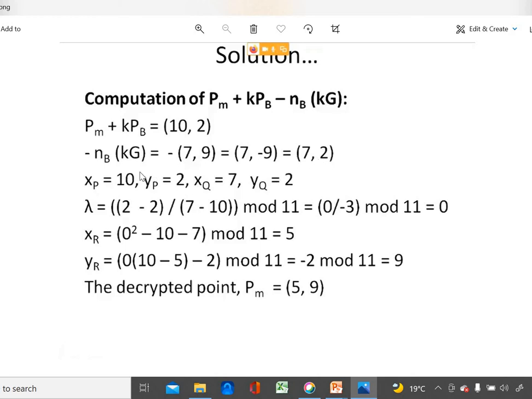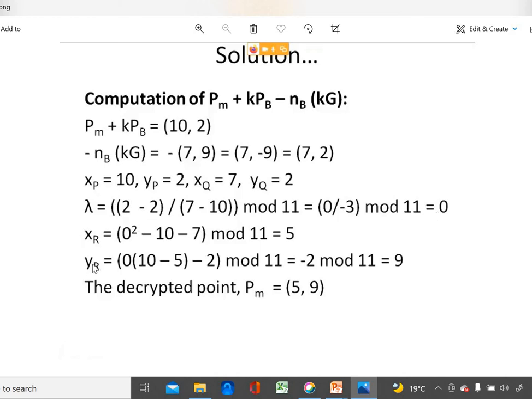Now we got 2 points here. One is xp, yp, another one is xq, yq. xp, yp is (10, 2) and xq, yq is (7, 2). So again P and Q are different, so apply the lambda formula when P is not equal to Q. We got the lambda value as 0.